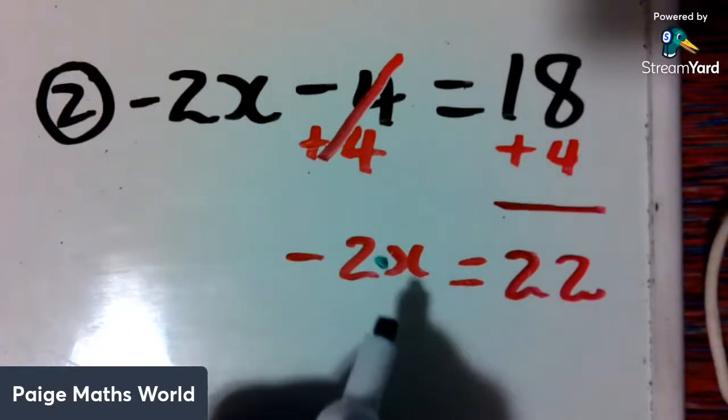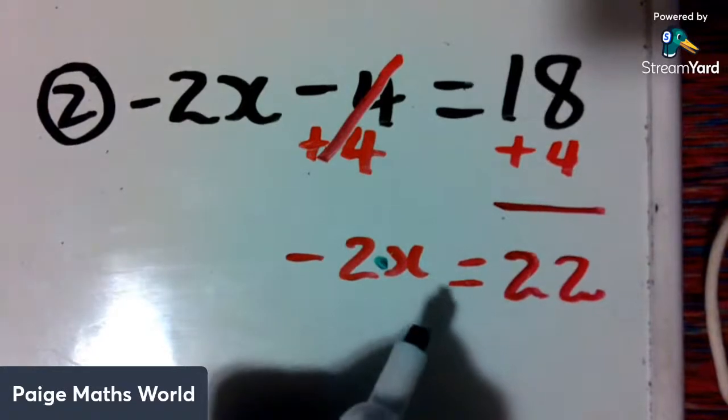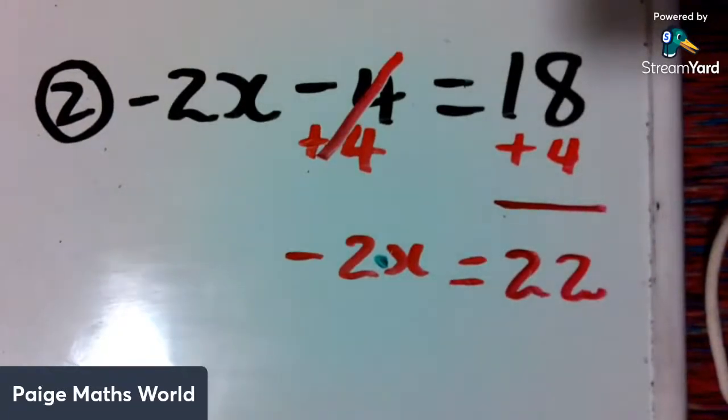So it's going to be negative 2 times x. Welcome, Jadans. Better late than never. Thank you for coming in.